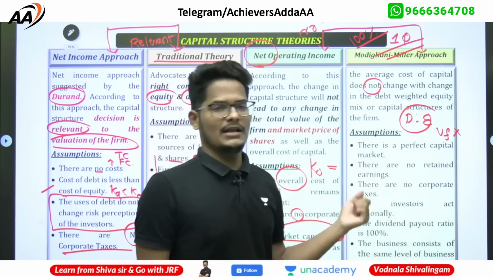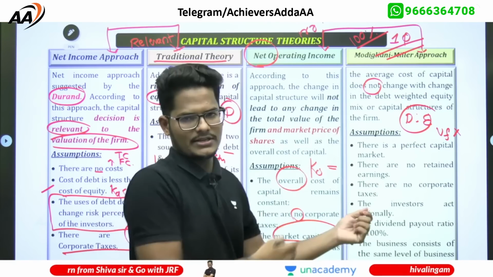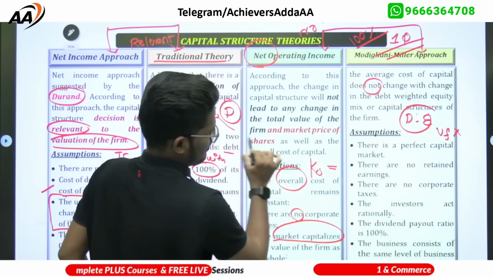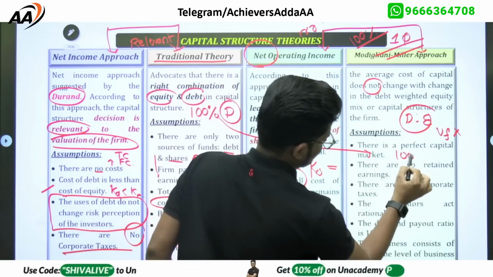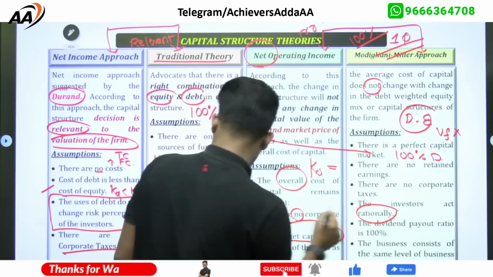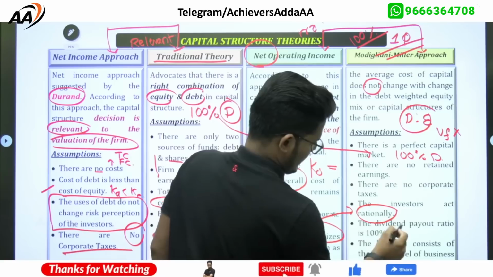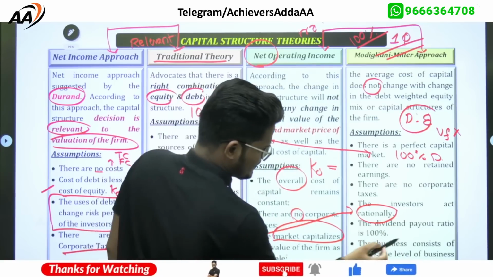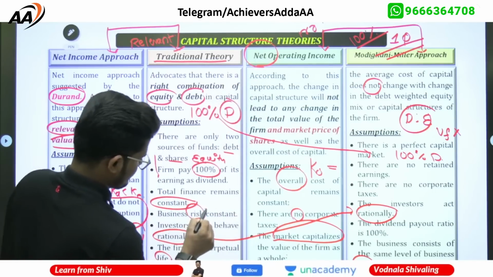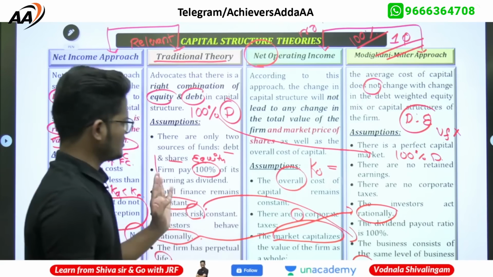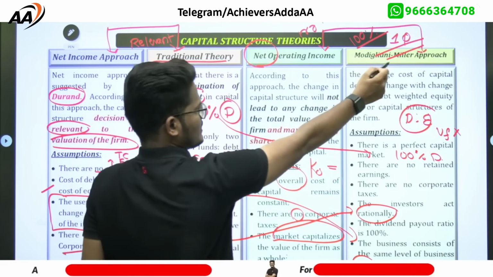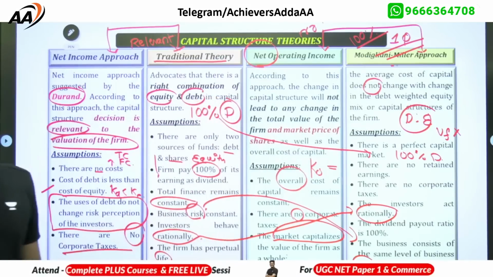So there is a perfect capital market. This is an assumption which was given in a recent exam, 2021. There are no retained earnings, the same assumption as the traditional approach, 100% dividend. So the investors are rational, the same assumption as the traditional. And the dividend payout ratio is 100%. The business has the same level of business risk. Almost, the traditional as well as the Modigliani-Miller approaches have the same assumptions, but this is an irrelevant approach and that is a relevant approach.